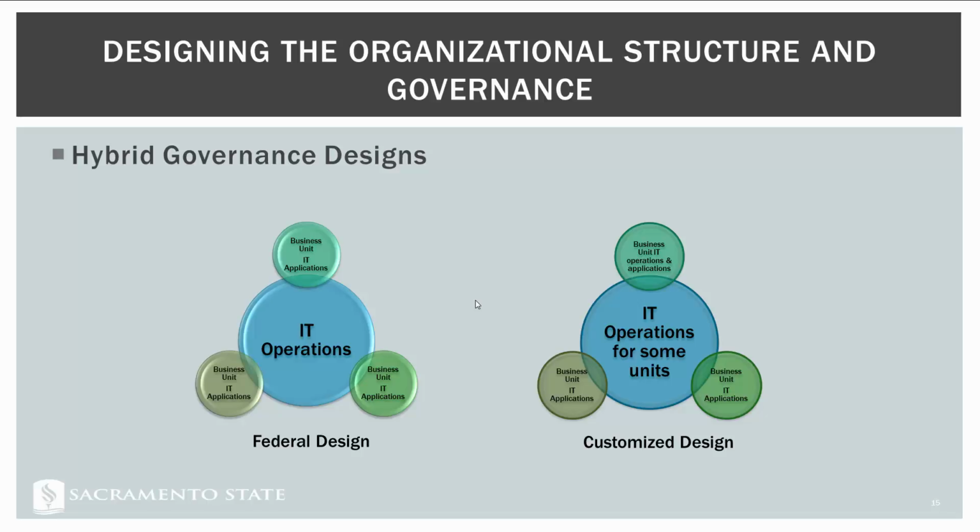As it turns out, it differs quite a bit from university to university. Sac State tends to have an extremely centralized governance structure, okay? Very, very centralized. Whereas some other organizations, Harvard, for example, have a very, very decentralized governance structure where each college tends to operate almost completely independently from each other. So it just depends on the organization.